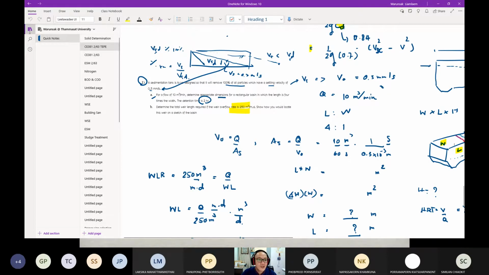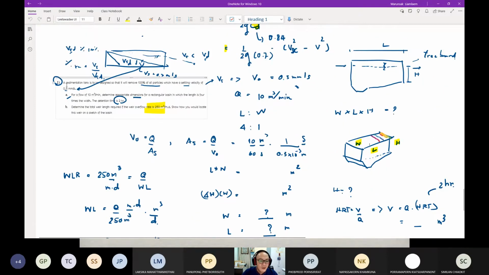Okay. So this is the question. A sedimentation tank is being designed so that it will remove 100% of all particles which have settling velocities of 0.3 millimeters per second. So this is the information. 100% of the particles which have settling velocities of 0.3 millimeters per second. So what does it mean?